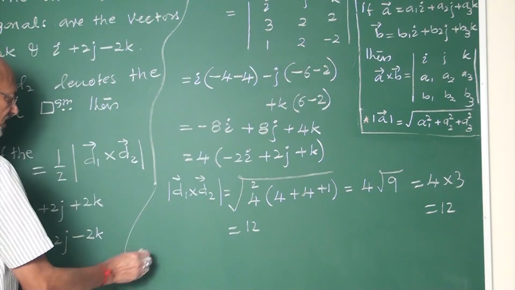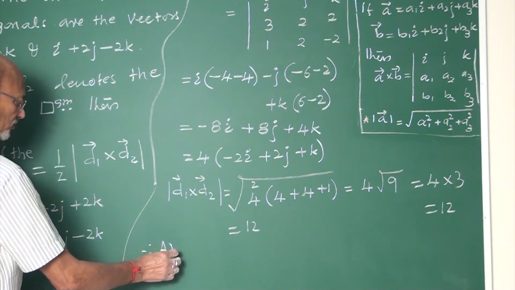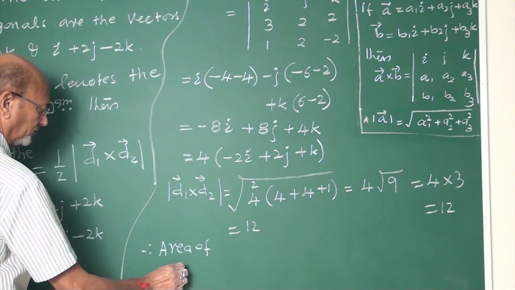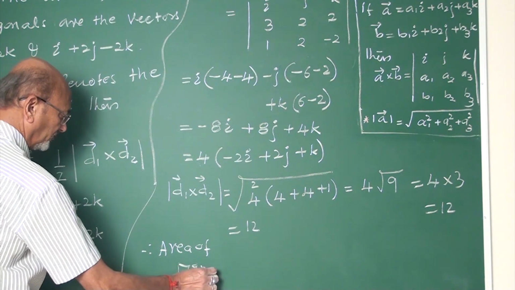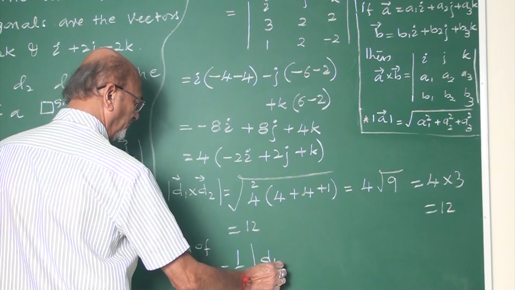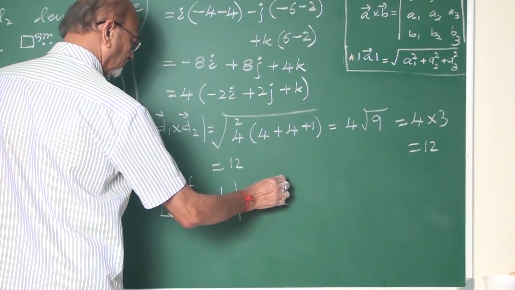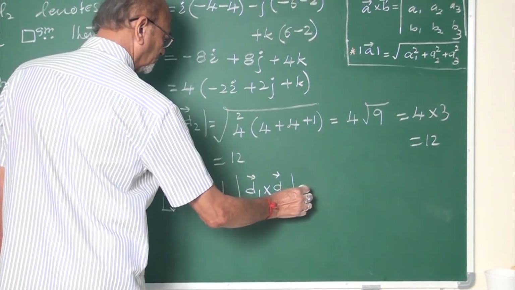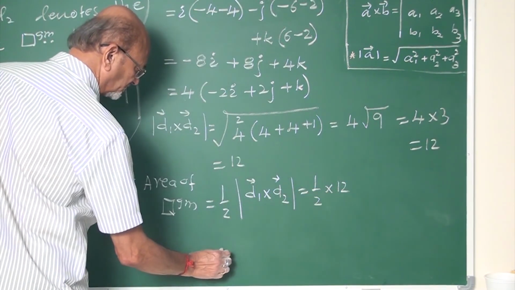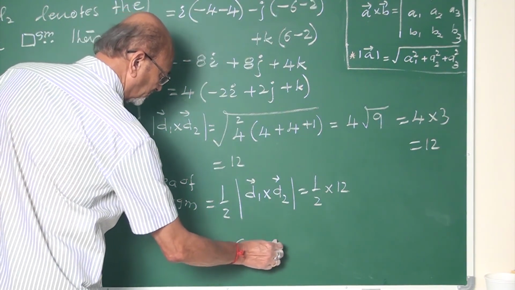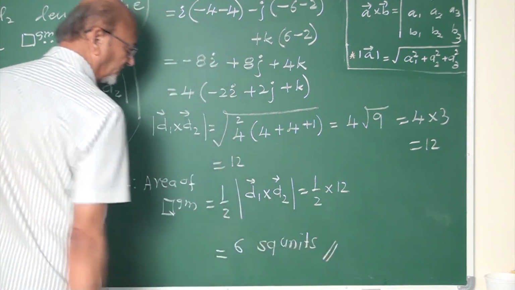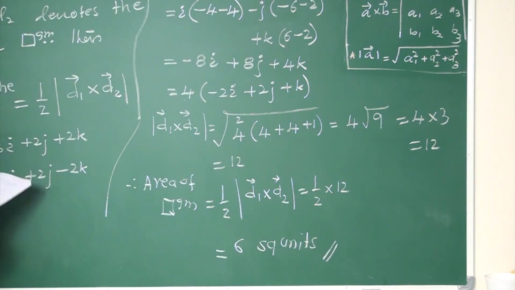By the formula, therefore, area of the parallelogram is half magnitude of d1 cross d2, which is half into 12. Half into 12 is 6 squared units. Squared units. Copy it, my friends. I will explain once again.